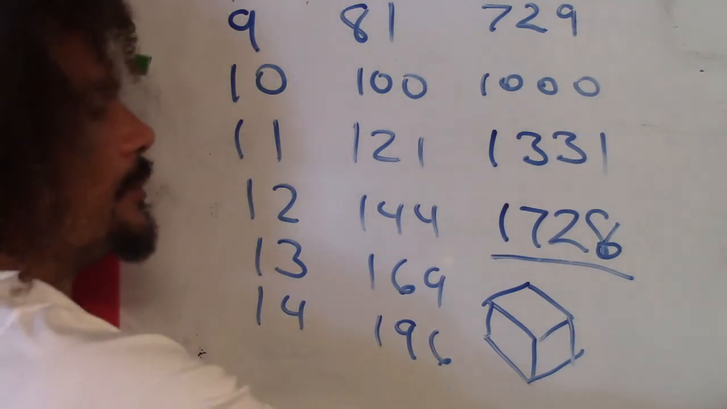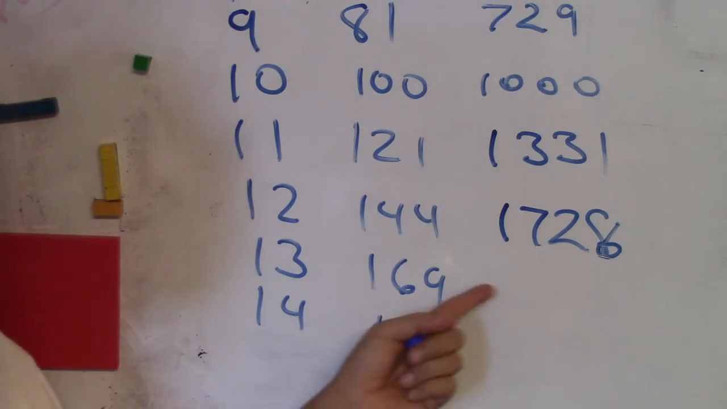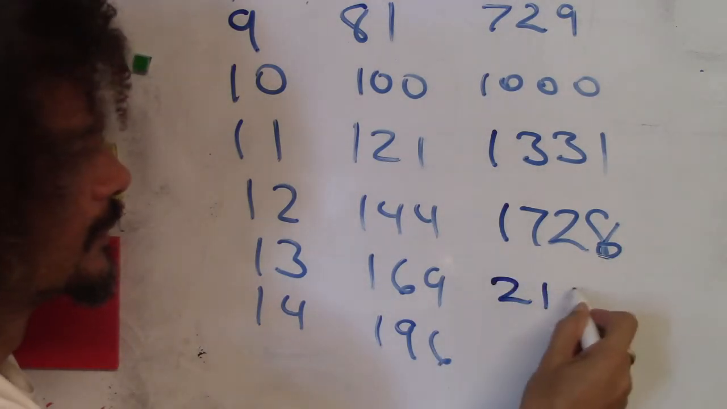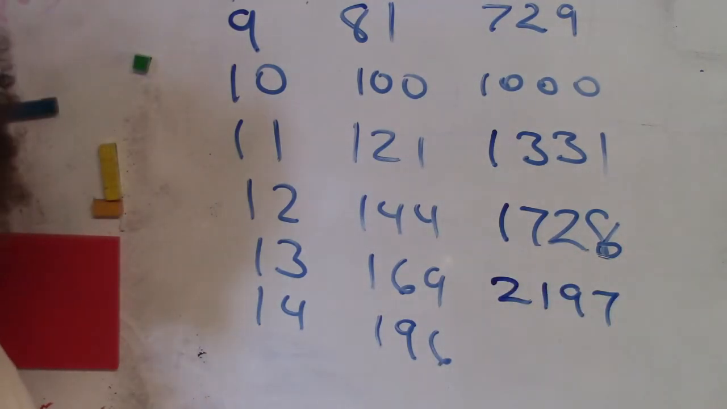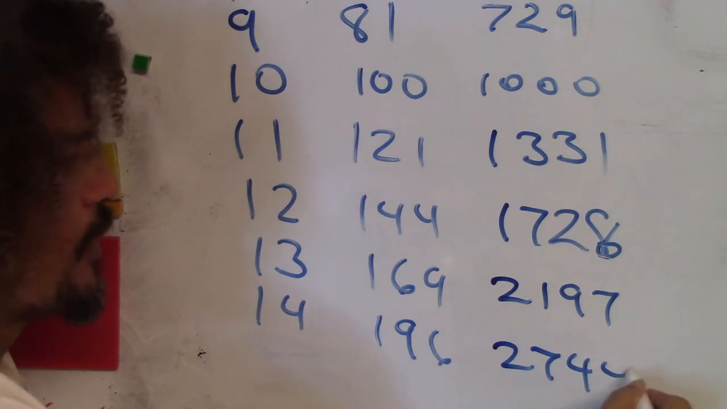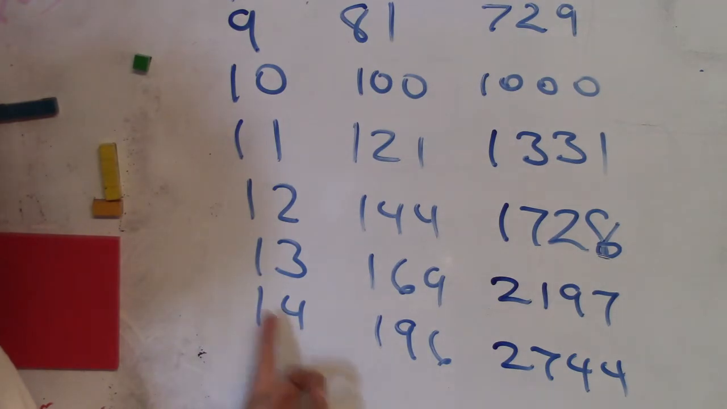How about 13? Once again, 13 cubed. 2197. Like I said, these are just numbers that you should have met before, not completely strangers. 2197 is in fact 13 cubed. What's 14 cubed? 2744. All right, so there are your 9 through 14.